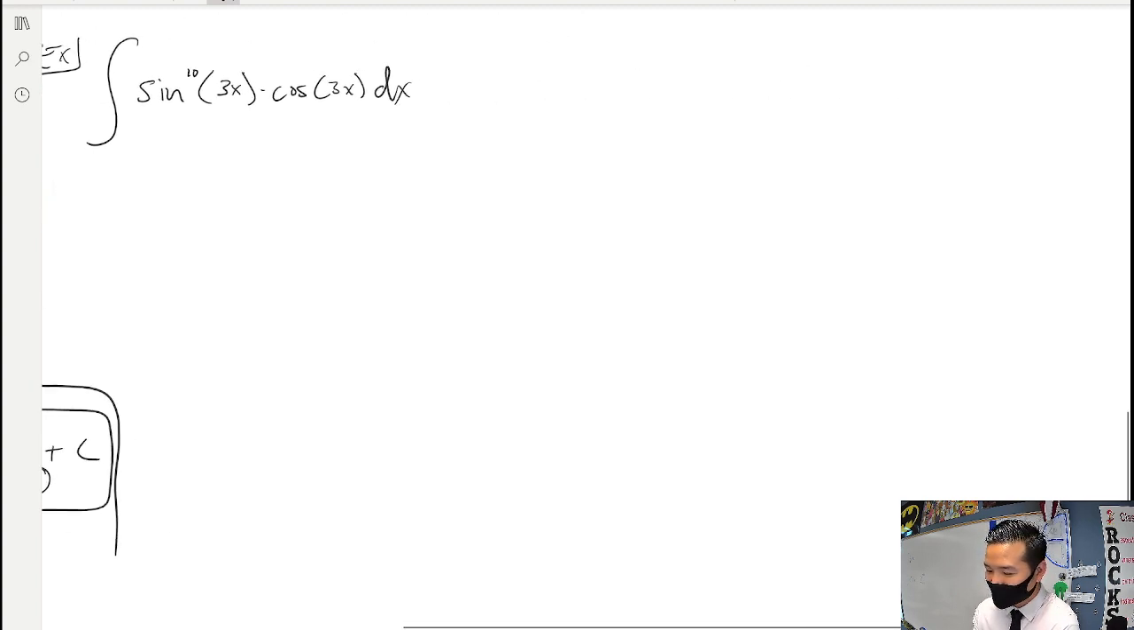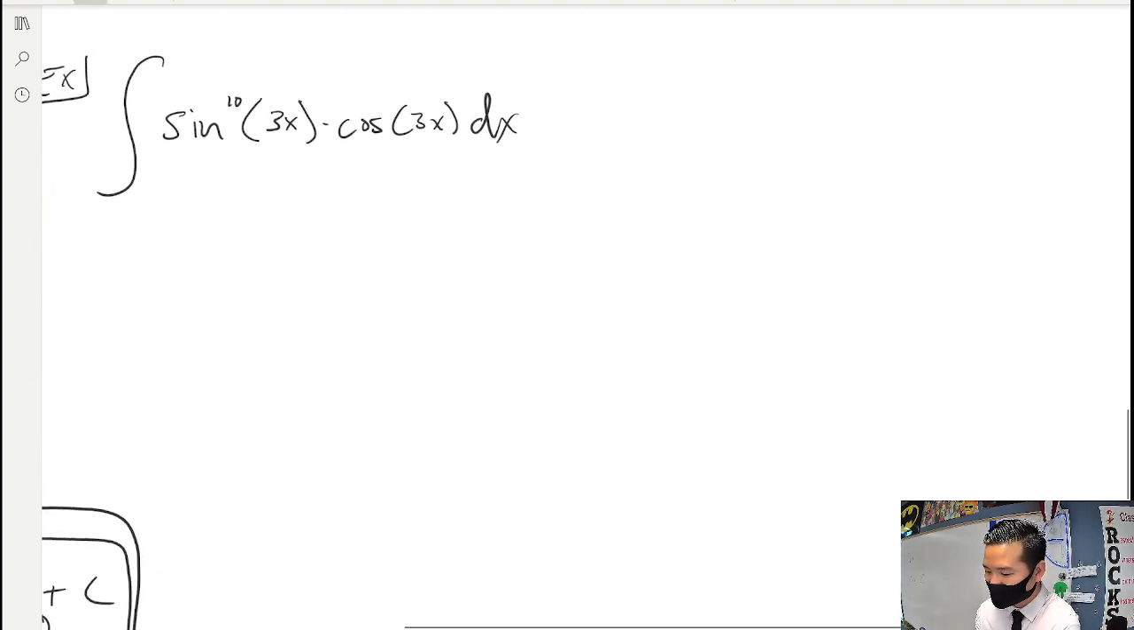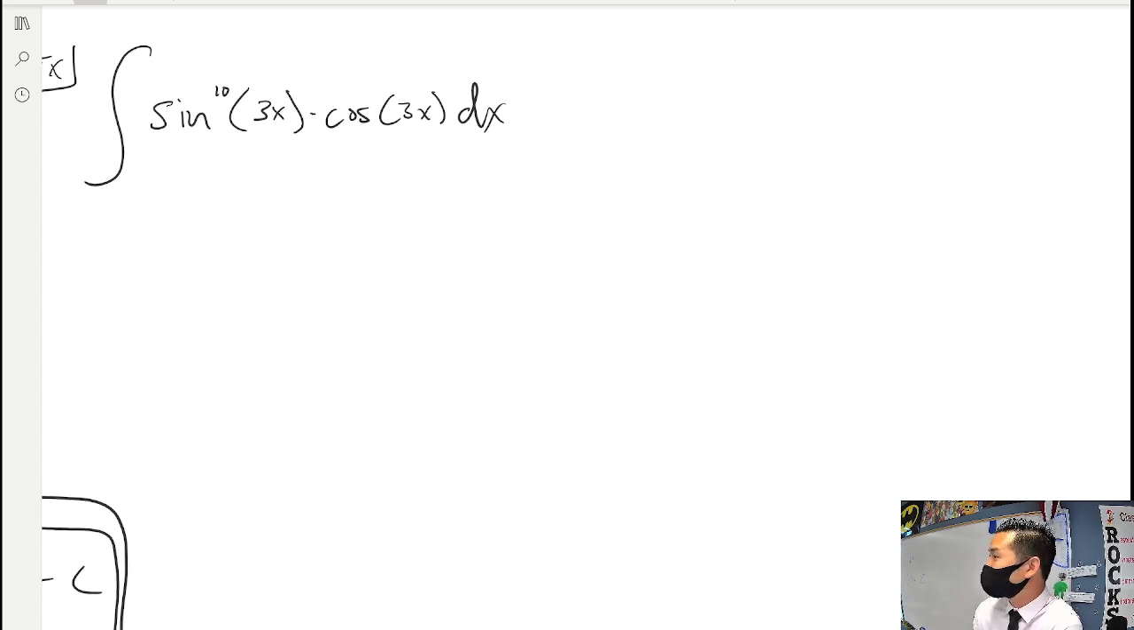Let's come over here and take a look at this problem. This one's tricky. How many functions do you see? There are 4 functions. You've got a sine function involved, a cosine function involved, a 3x function involved, and there's one more: some stuff to the 10th power. And that stuff to the 10th, by the way, is sine of some stuff to the 10th power. 4 whole functions in there.